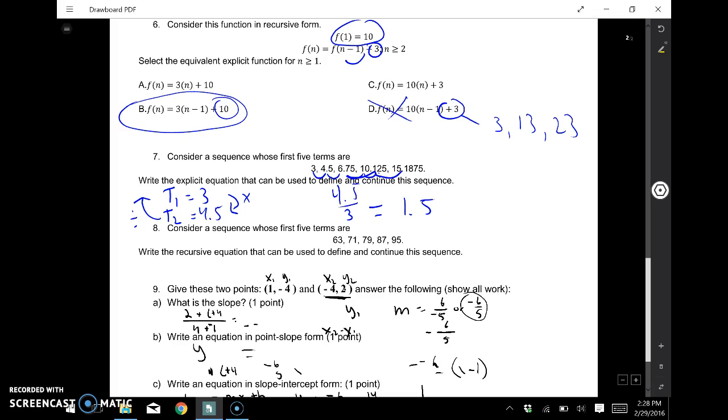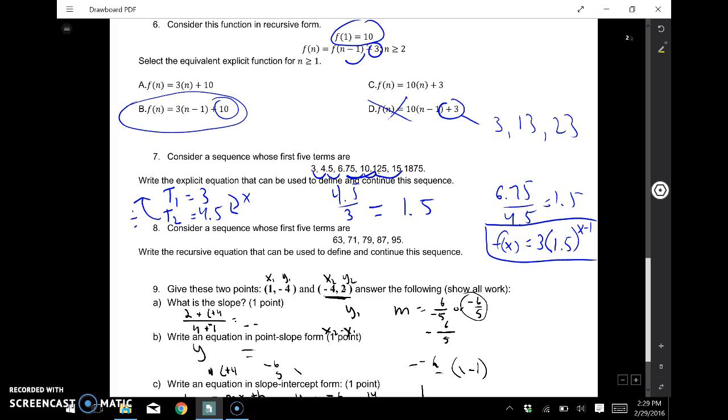I'm not going to stop there. I'm going to check it again. I'm going to go 6.75 divided by 4.5, and I should get 1.5, which I do. So there's my common ratio. My common ratio is 1.5. So explicit would be, going down here, let's go f of x is equal to 3 times 1.5 to the x minus 1. This one would work because you have the first term.